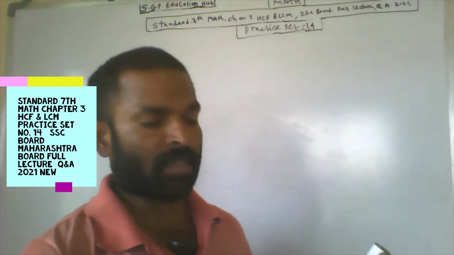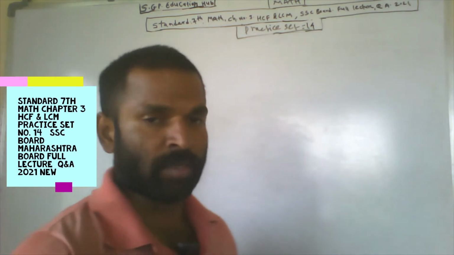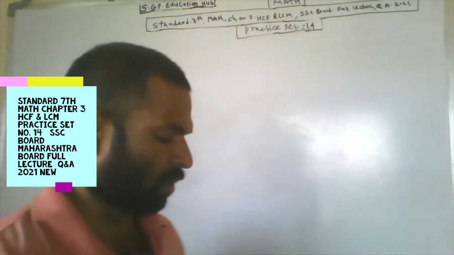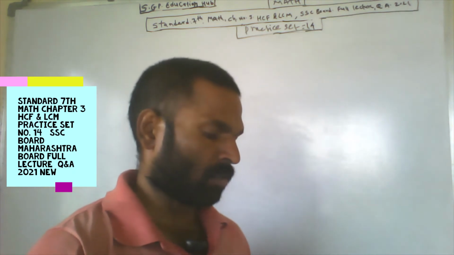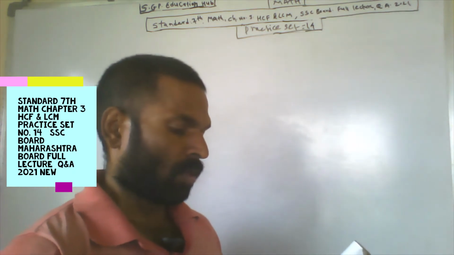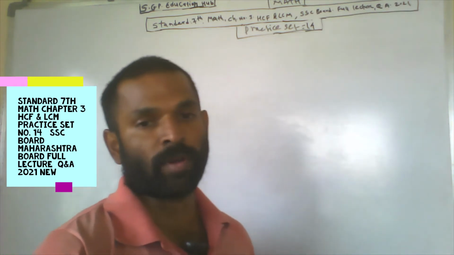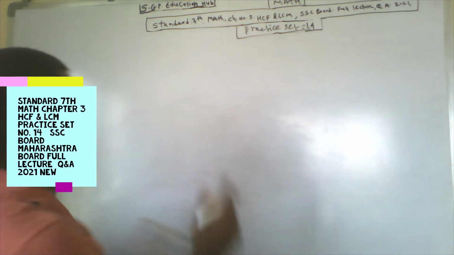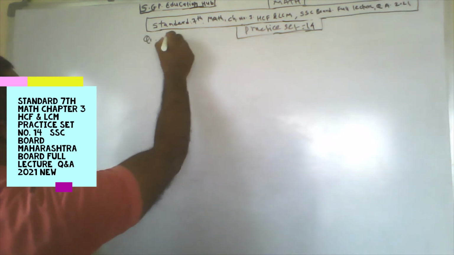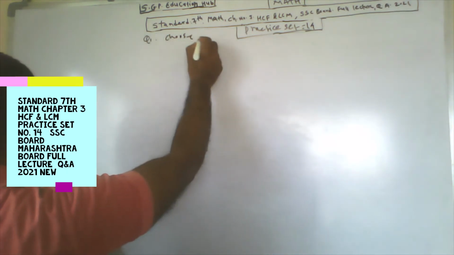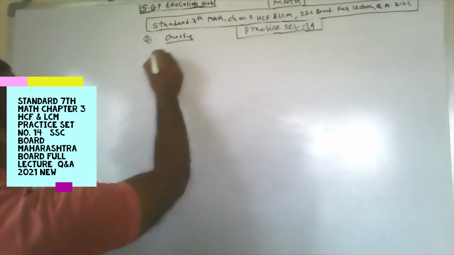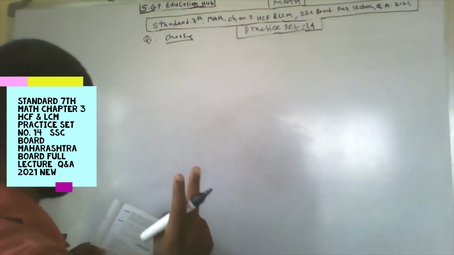In practice set number 14, there are 9 main questions, in which 3 are sub questions, and the other questions, 4 to 9, are word problems. Now the first question is: choose the right option. There are two questions.